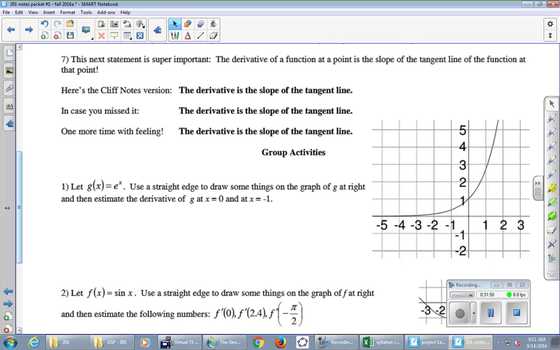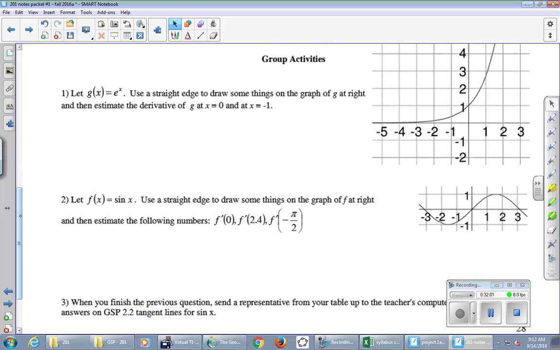I'm not hearing from you. We got to get nice and loud. Last one. One more time with feeling. Oh, you lost your voice. The derivative is the slope of the tangent line. Really, really important for us. Yes, good. Okay, see how far you can get here. Raise a flag if you get stuck.